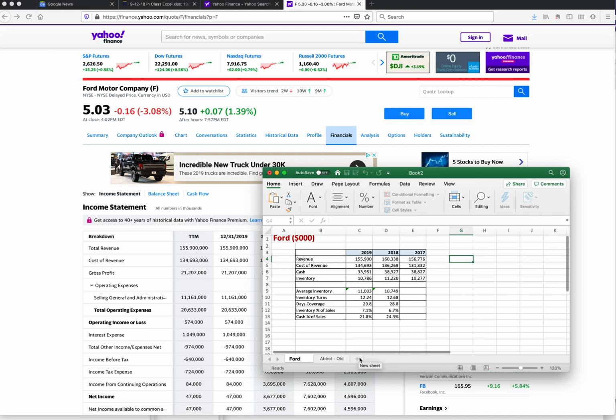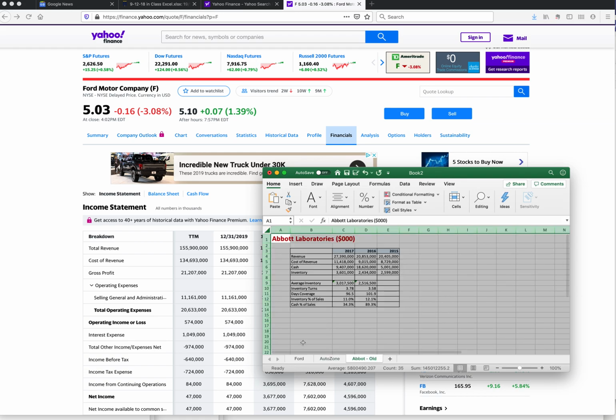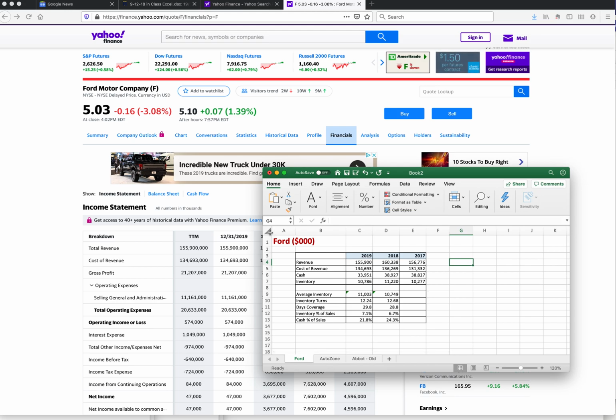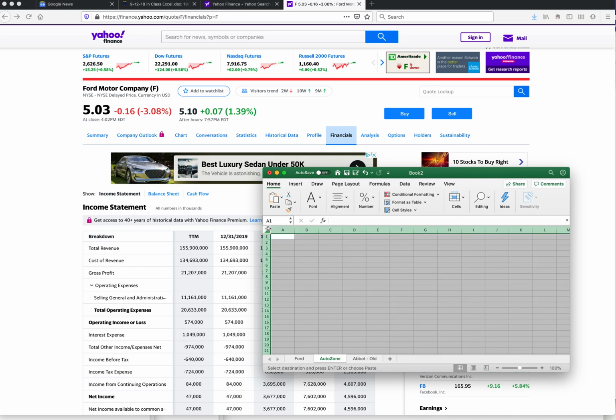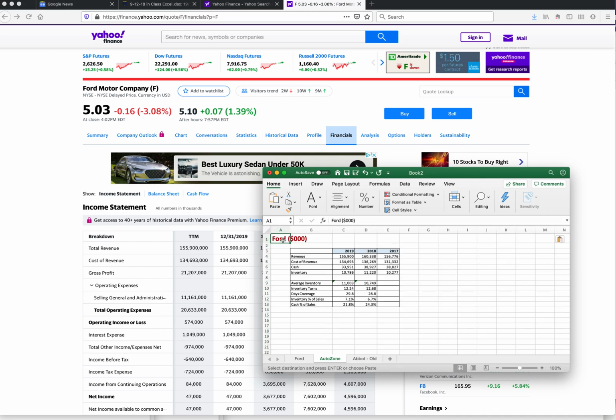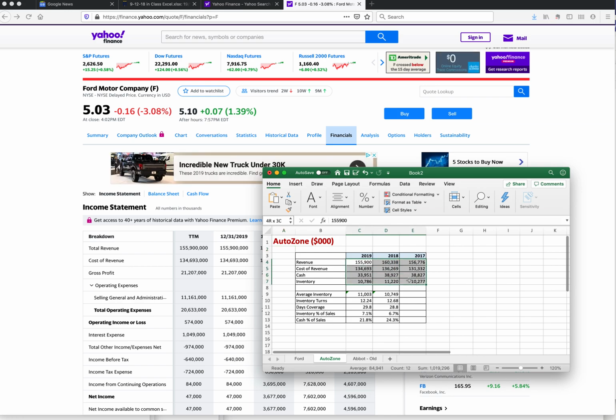And now let's make another one for AutoZone, which is another automotive company. I'm going to do the same thing. I'm going to take the Ford data, copy it, put it over here and paste it. And I'm going to call it AutoZone. I'm going to erase all this, and make this bigger too so we can actually see it. I'm just going to erase the parts that are my entry.